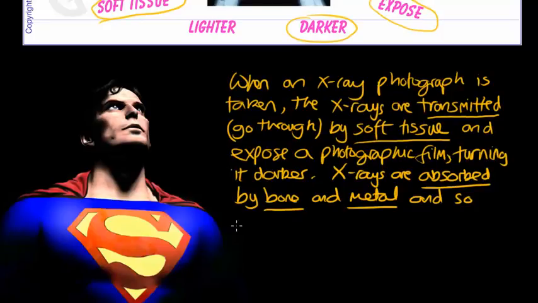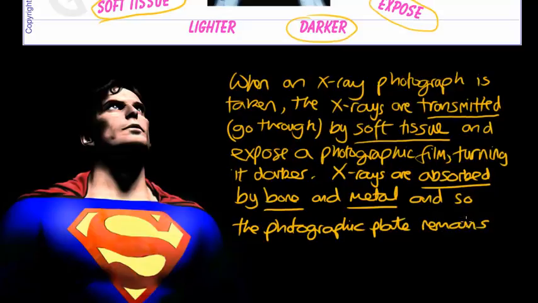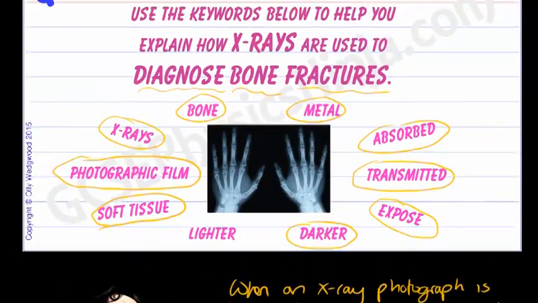the photographic plate, or film remains lighter. Now that's the explanation of how an X-ray can be taken to diagnose bone fractures or other medical conditions such as lung conditions. And we've just used lighter because that's the photographic plate that has not been exposed.